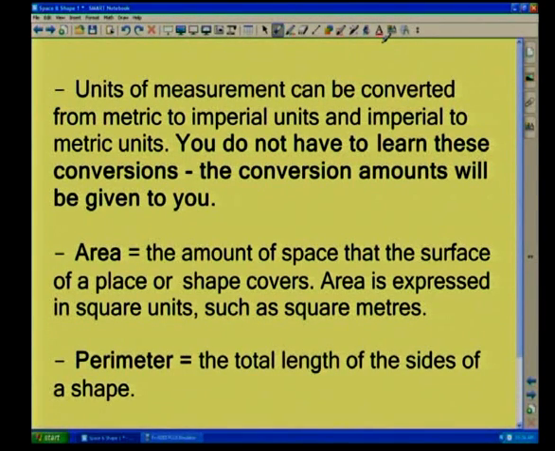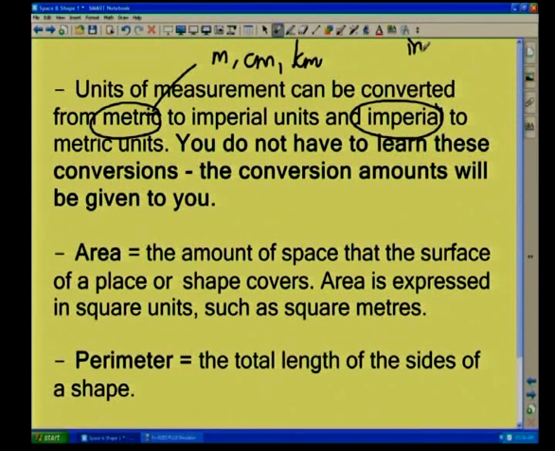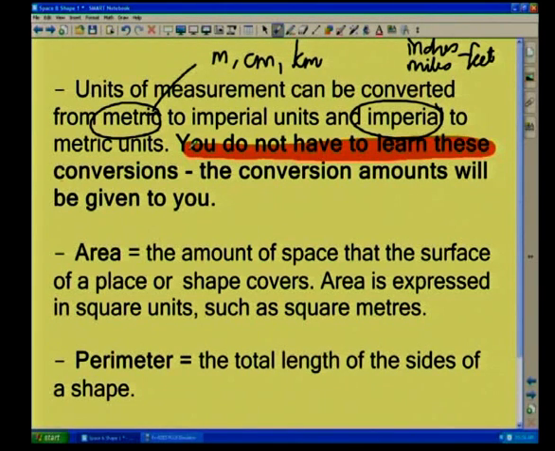Units of measurement can be converted from metric to imperial units and imperial to metric units. Remembering that metric units are our meters, centimeters, kilometers that we use in South Africa, and imperial units are our inches and miles and feet that they use in America and the UK. You do not need to learn these conversions. The conversions will always be given to you.